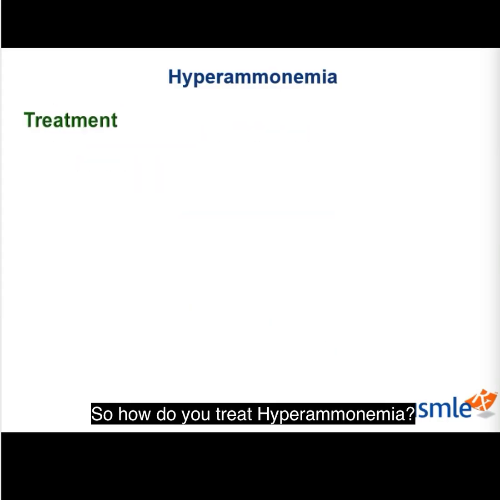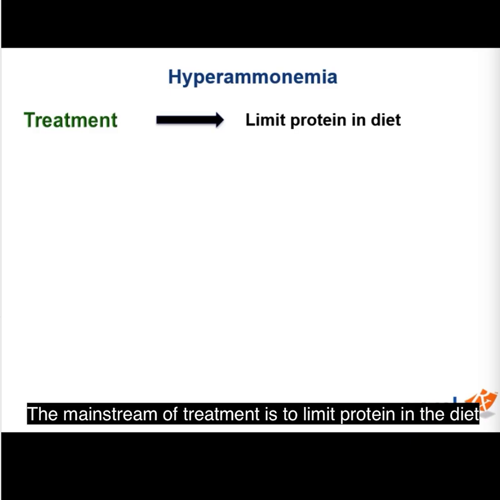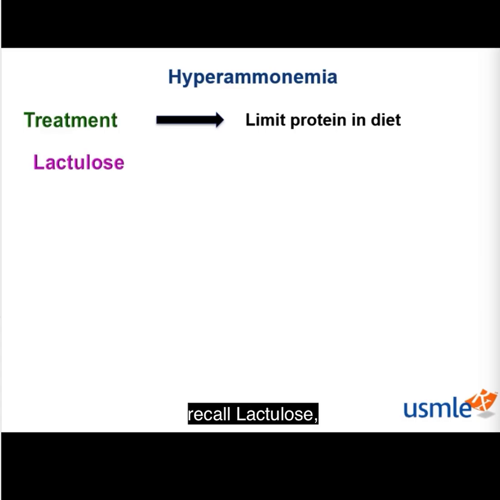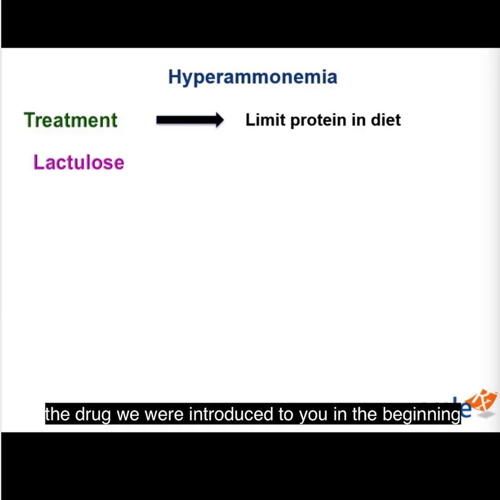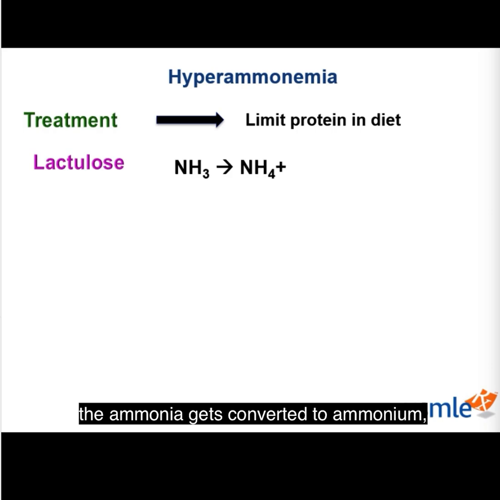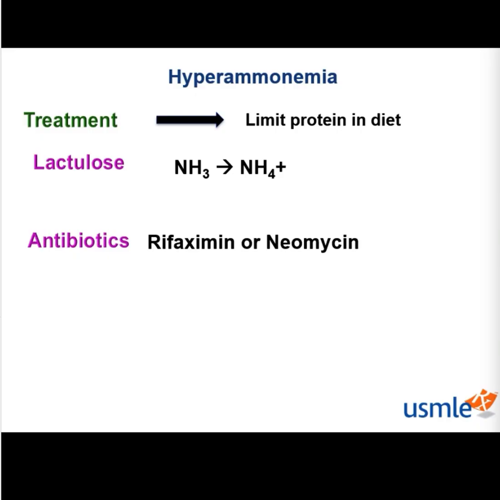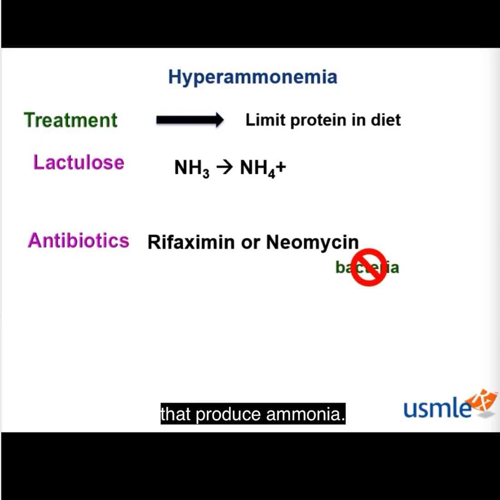So how do you treat hyperammonemia? The mainstay in treatment is to limit protein in the diet, but there are a few different ways you can lower ammonia levels within the body. Recall lactulose, the drug we were introduced to in the beginning of this video. Lactulose works to lower ammonia levels by acidifying the GI tract. When you give lactulose, the ammonia gets converted to ammonium, which cannot cross the gut epithelium and will then be released through bowel movements. Other options include giving antibiotics, such as rifaximin or neomycin. These work to kill bacteria in the gut that produce ammonia.